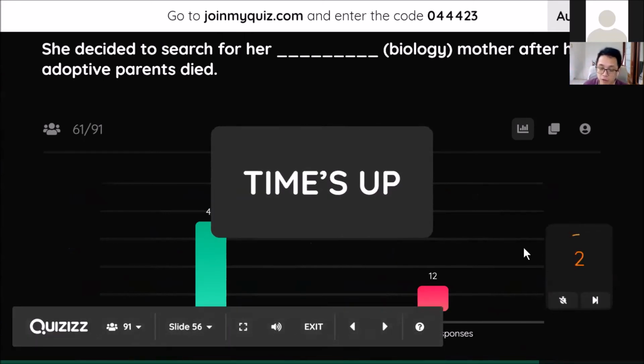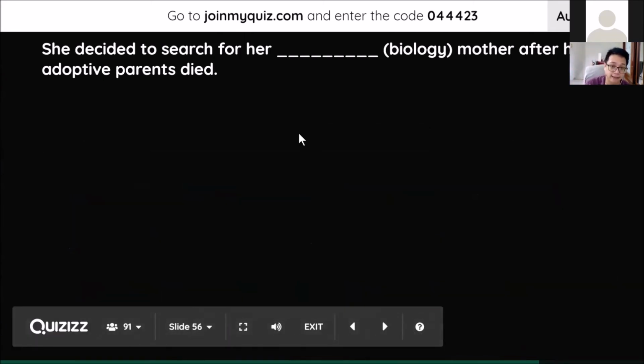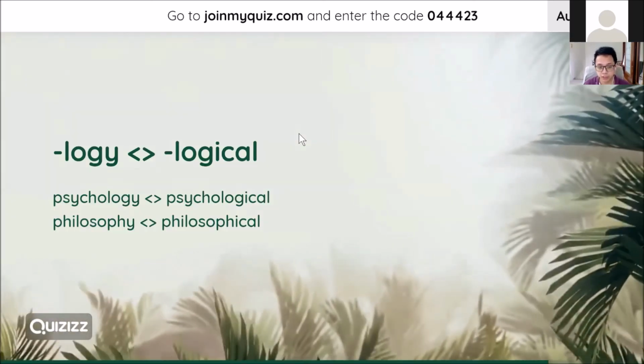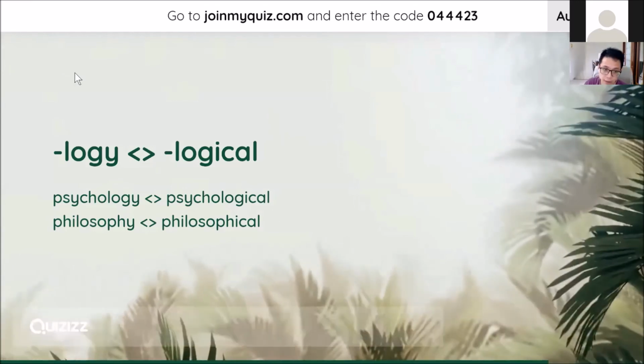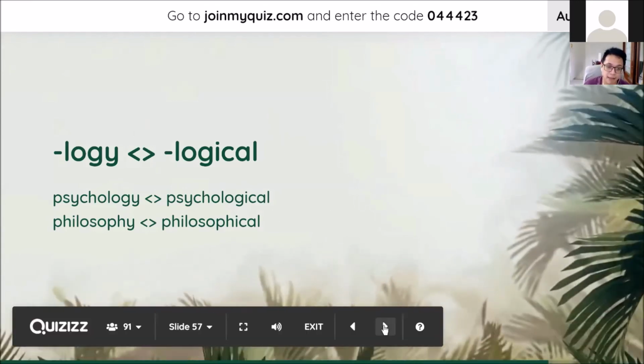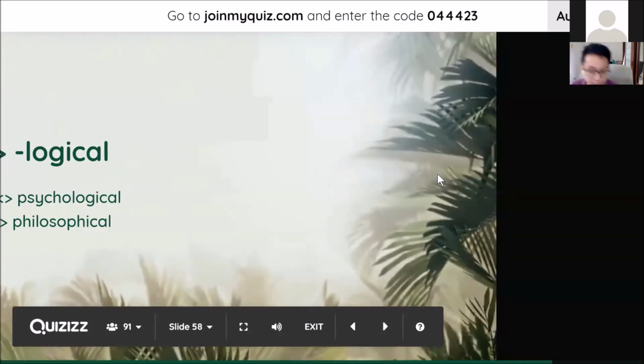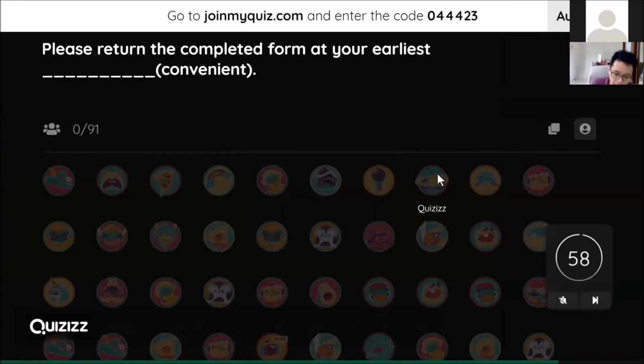Okay. A lot of words, they have the same ending as this one. Psychology, psychological. Philosophy, philosophical. Okay? A lot of words have the same ICAL. Okay? Especially when we're talking about subjects. They have the same ending ICAL when you change into the adjective form. This is also a very common pattern when you're doing suffixes. Okay? When you're doing suffixes, when you're doing verb form.